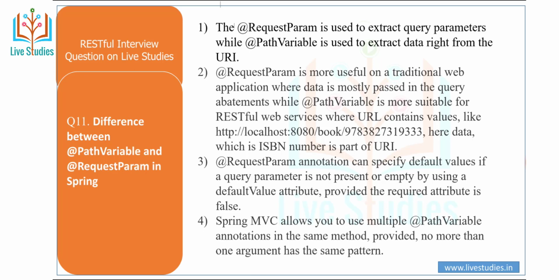Another difference is that the @RequestParam annotation can specify a default value if a request parameter is not present or empty by using the defaultValue attribute, provided the required attribute is false. Another difference is that Spring MVC allows you to use multiple @PathVariable annotations in the same method, provided no more than one argument has the same pattern.